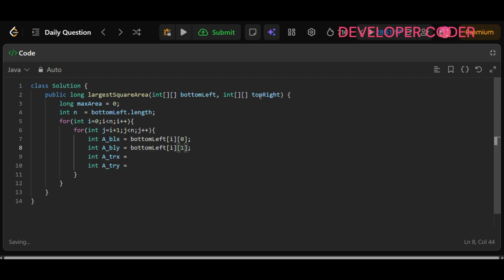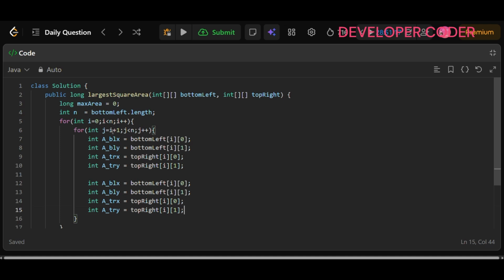And now this top right is going to come from this top right array, and here I have to write I only, because I'm talking about square box A as of now. Here it's 0. In the same way, this top right y is going to come from the top right 2D array, but here I have to write 1. That's it. Same thing I have to write for my square B, which is using the j loop.